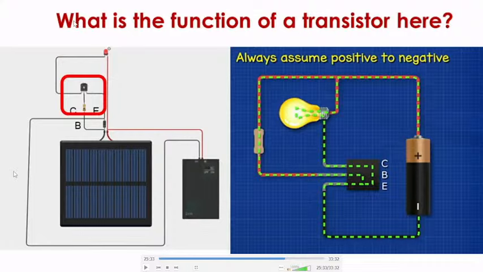So that's the function of a transistor in this circuit. Because of the transistor, the lamp will turn on only in the dark, and when you take it into the sun, the light will switch off.